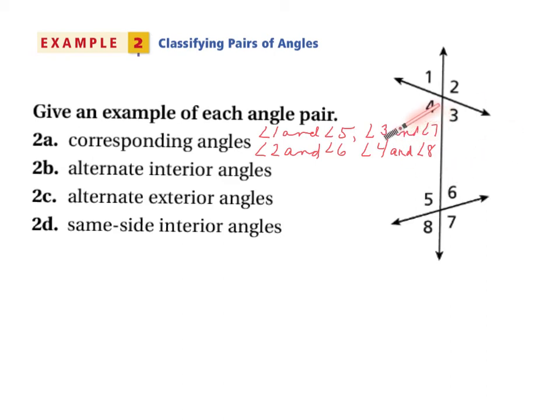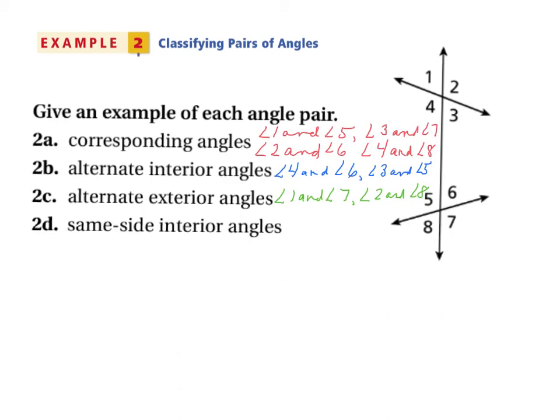Alternate interior, remember, alternate interior. We have 4 interior angles here, 4, 3, 5, and 6. Alternate means on opposite sides of the transversal. So alternate interior would be angle 4 and angle 6, and angle 3 and angle 5. Alternate exterior. Now we look at the exterior angles. We could say angle 1 and angle 7, or angle 2 and angle 8.